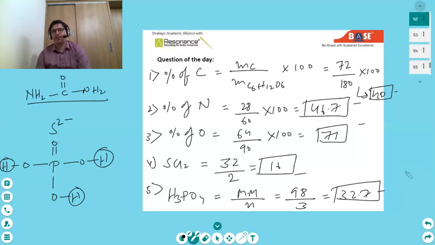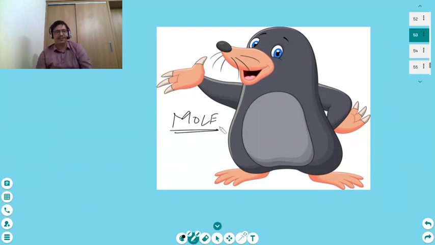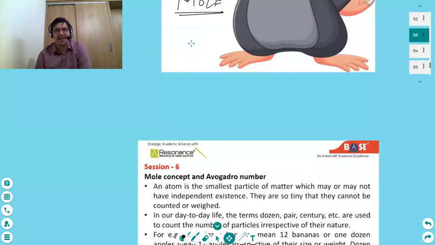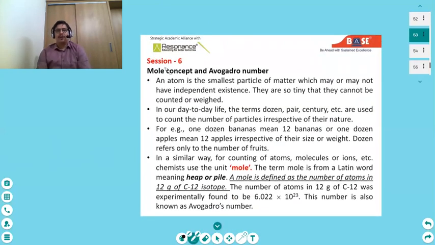Today, we are going to start the next session. And what's this? Can you guess what it is? That's right. It is Mr. Mole. So we are not going to study the animal mole. We are going to study a unit in chemistry that is known as mole, which is used to measure the small things like electron, proton, and ions and all. So welcome to session number 6. We are going to start mole concept and Avogadro number.